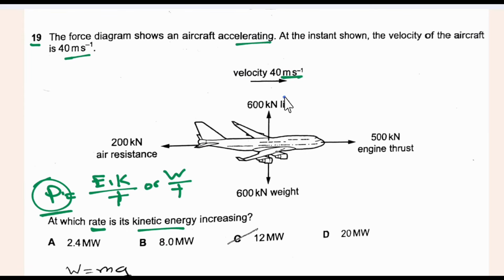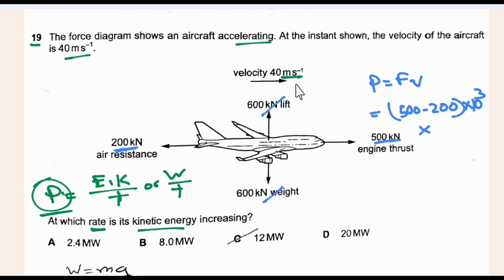We are given that this force is same as this force, so these two cancel each other out, but there is a resultant force in the horizontal direction, and we know that power is equal to force into velocity. So we know the resultant force, that is forward force, that is 500 minus 200 into 10 to the power 3, since it is in kilo, so 10 to the power 3, and the velocity, that is 40 meter per second. So after calculation we get the value, that is 12 megawatt.